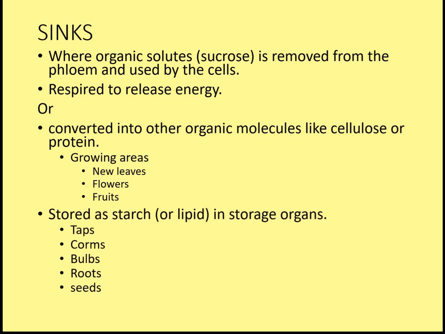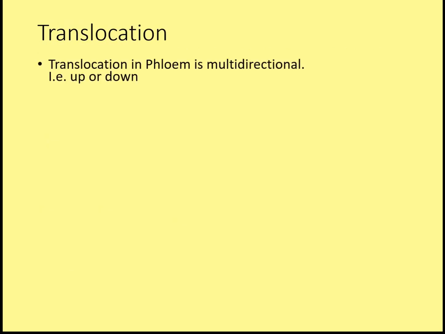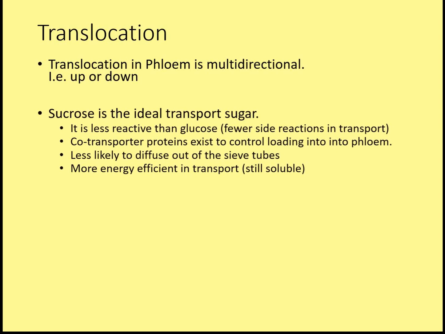And as I mentioned before, they could be stored away. So we've got energy stores being stored as starch, or maybe in lipids in certain fruits like avocados. In the roots, like taproots such as carrots and parsnips, or corms or bulbs like onions, as energy storage, and in seeds. So translocation is multi-directional, so it can go up and down, or up or down. It can be going different directions at different times, which is quite unusual.